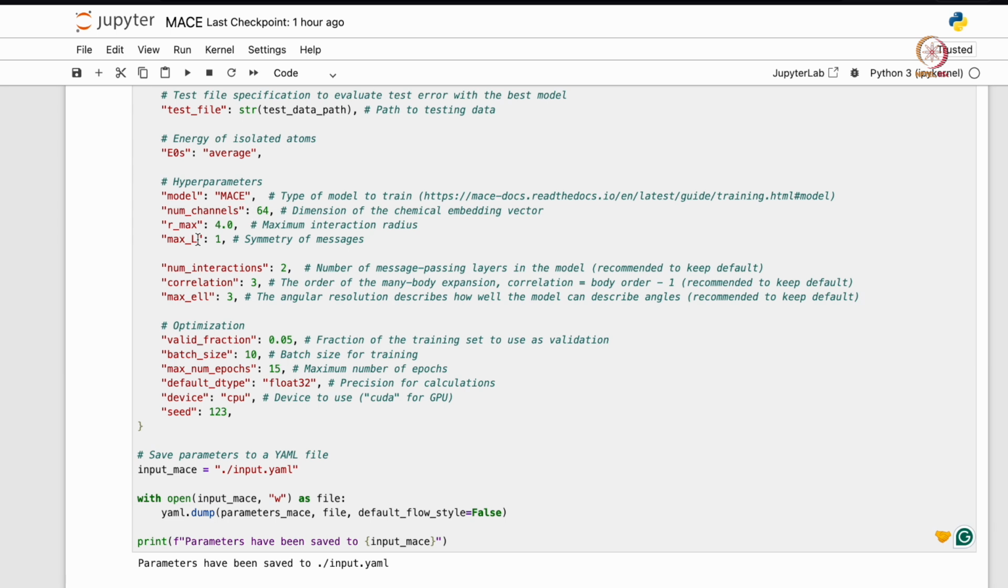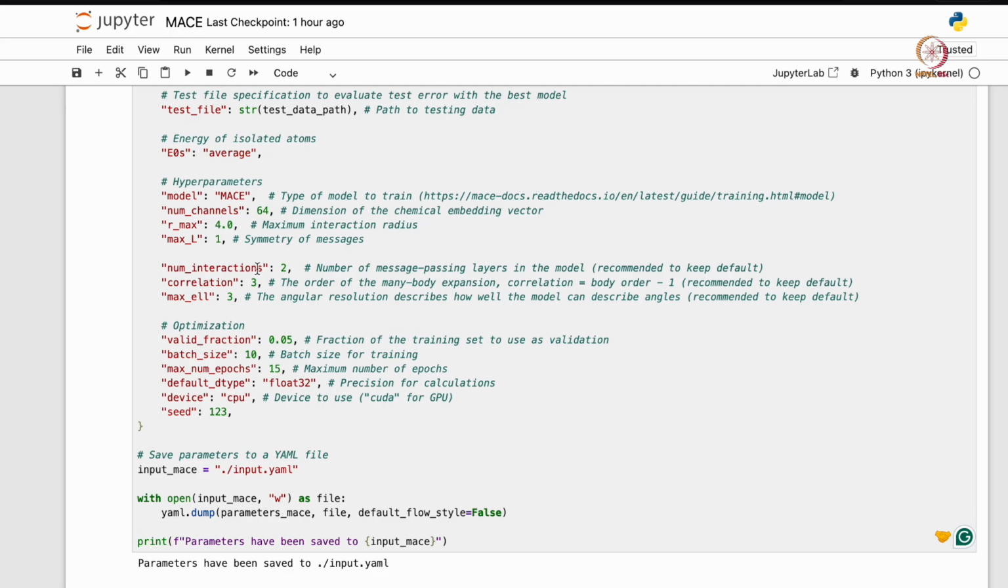Max L specifies the level of features that you are including. In this training, we are taking max L equals 1. L equals 0 corresponds to scalar features. L equals 1 corresponds to vector features. L equals 2, 3, 4 and so on refer to higher-order tensor features. So you can capture higher-order features just by tuning max L. For this tutorial, we will be considering only scalar features and vector features.